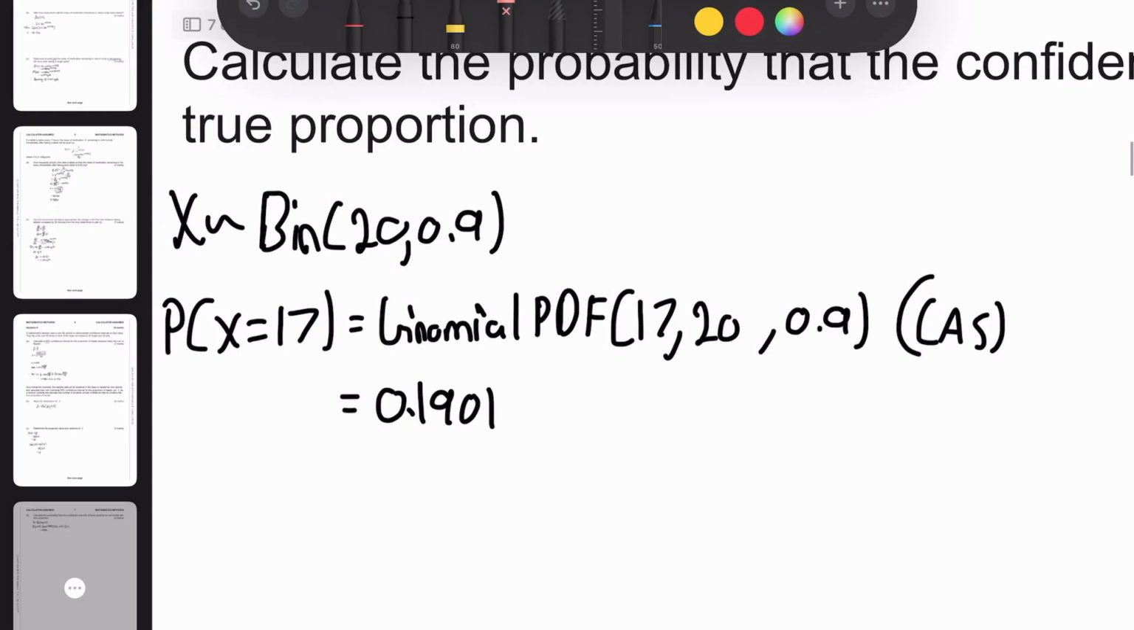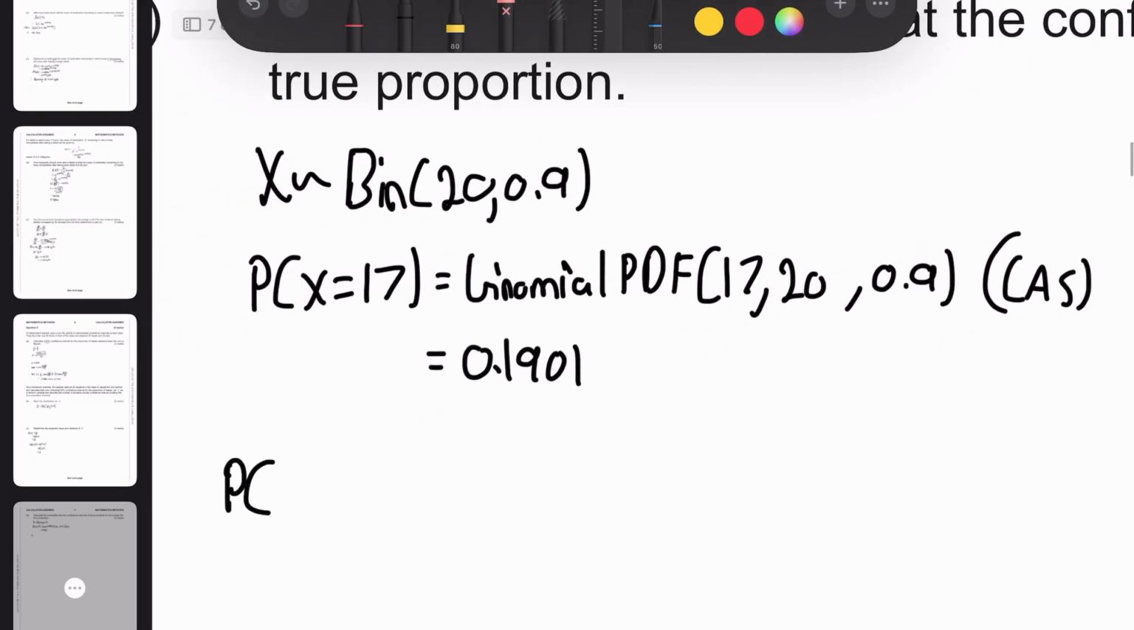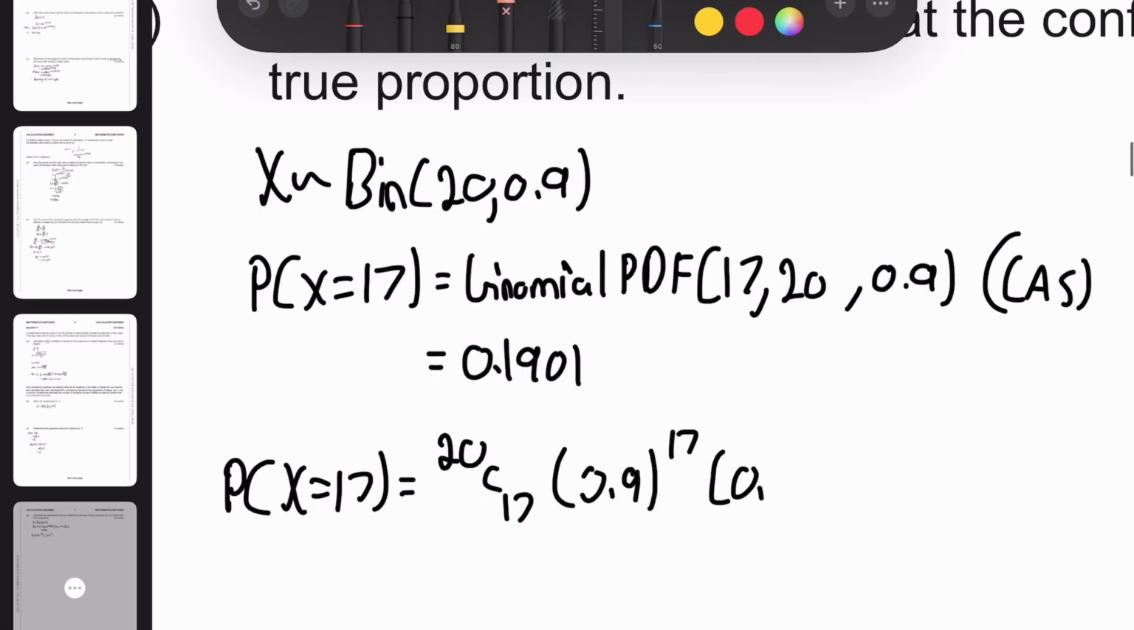Then instead what we can do is probability of x is equal to 17. 20C17 times 0.9 to the power of 17, 0.1 to the power of 3. Remember, this is our binomial distribution. So we have a total of 20 trials. We want 17 successes. Probability of success is 0.9. So we put that to the power of 17, and the rest we assume is failures, which is 0.1 to the power of 3.